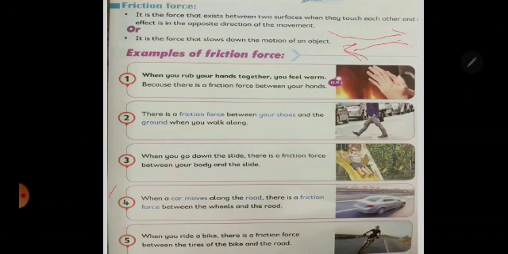Examples of the friction force: when you rub your hands together, you feel warm. Please try rubbing your hands together. You will feel warmth in both hands because there is a friction force between your hands.